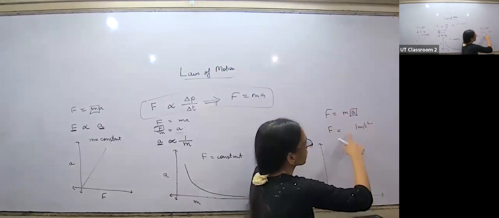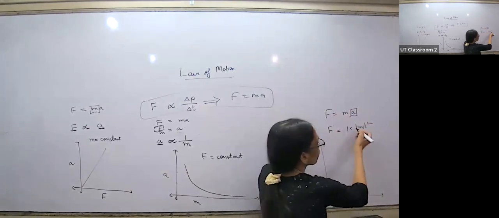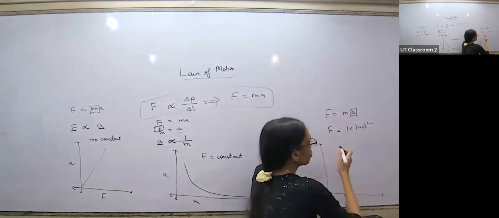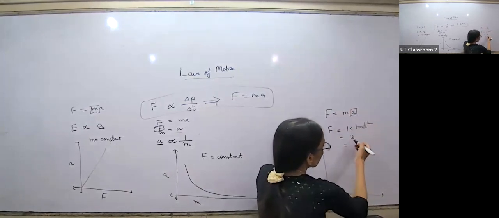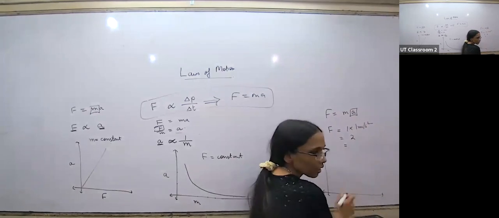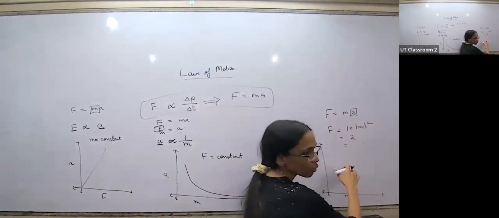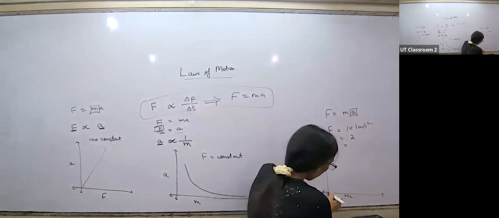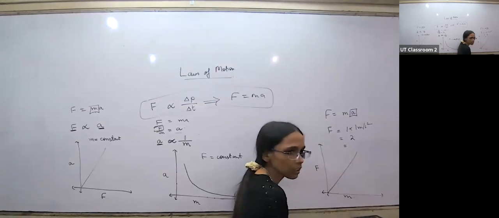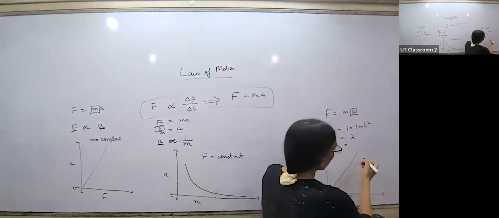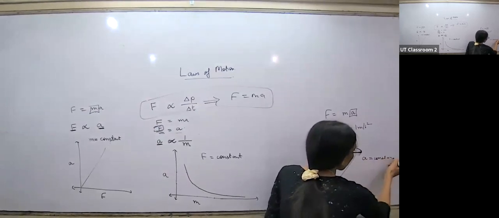Okay. So 1 kg, what is the force required? 1 into 1 meter per second square. For 2 kg mass, what is the value? 2 newton. For 3 into 1, that becomes 3 newton. So as and when your mass is increasing, your force is also what? Increasing. So your graph will look like this. As mass is increasing, on this side force is increasing. Provided in this case acceleration is constant.